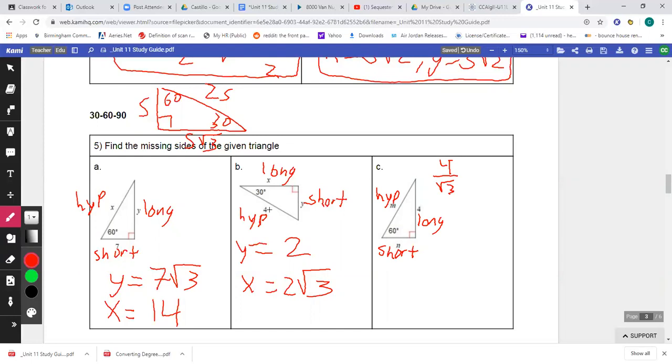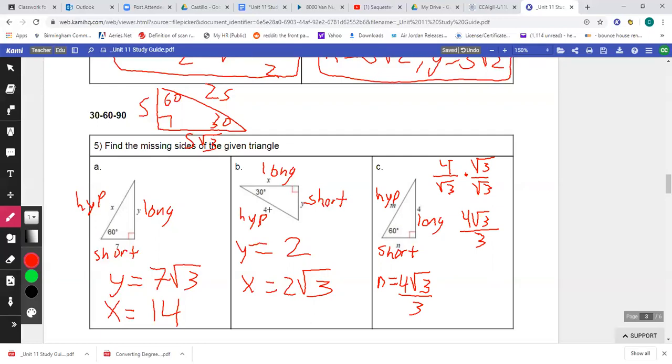And so you do the same thing we did with the 45, 45, 90. You don't want that radical to be on the bottom. So you're going to multiply the top and bottom by radical 3. And then the top will become 4 radical 3, and the bottom will just become 3. So when you do that, you get your short side. N is 4 radical 3 over 3.